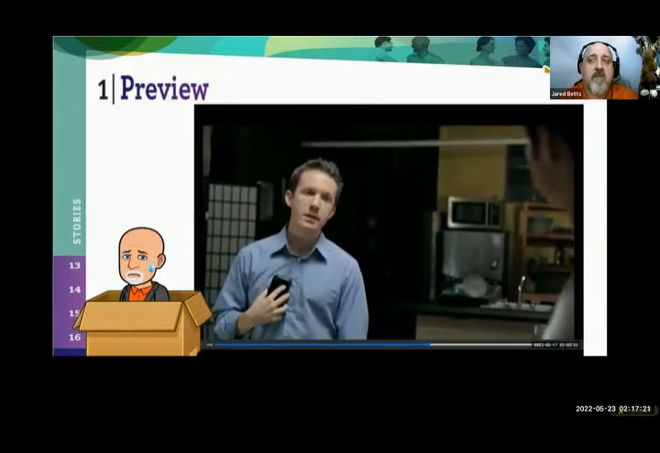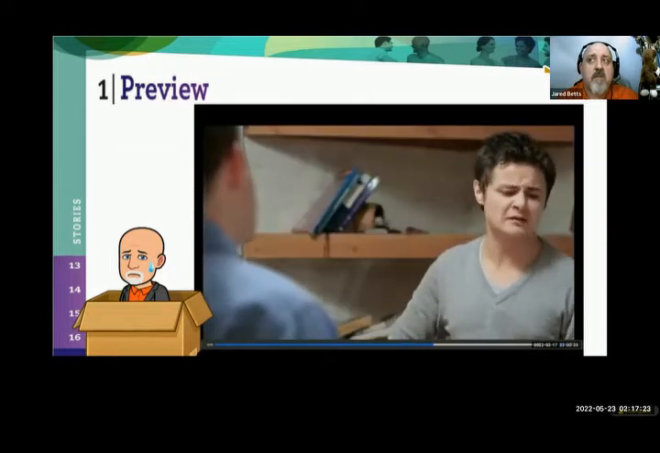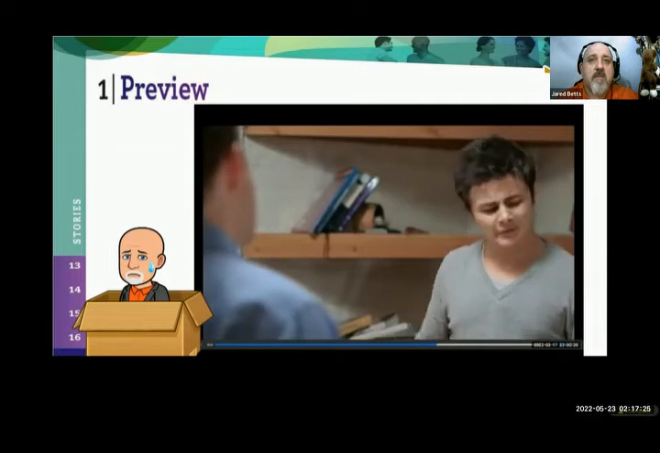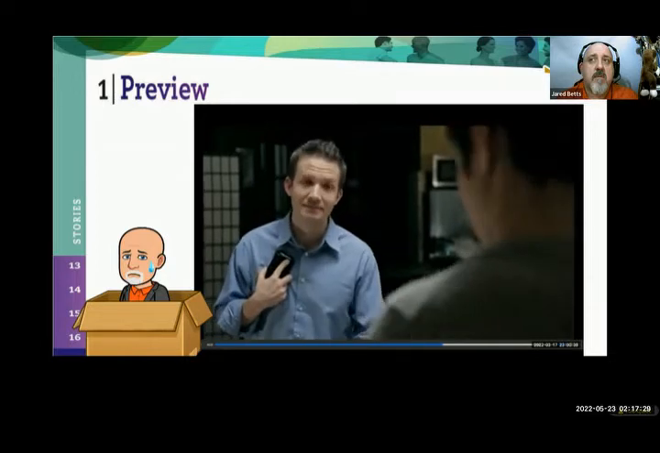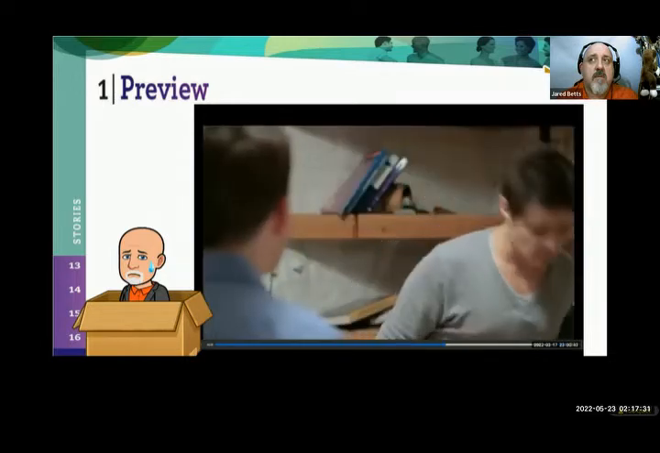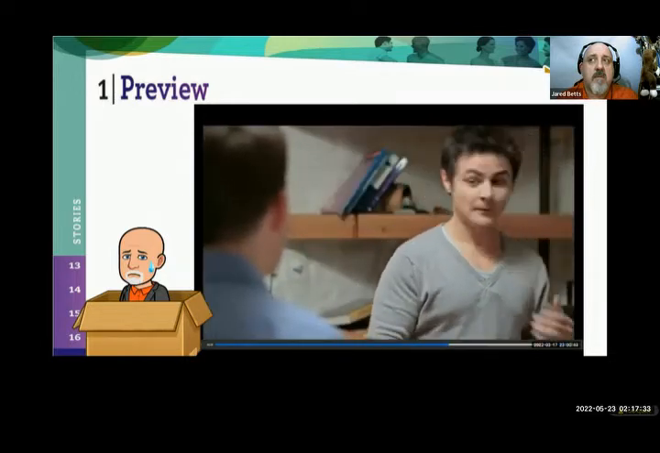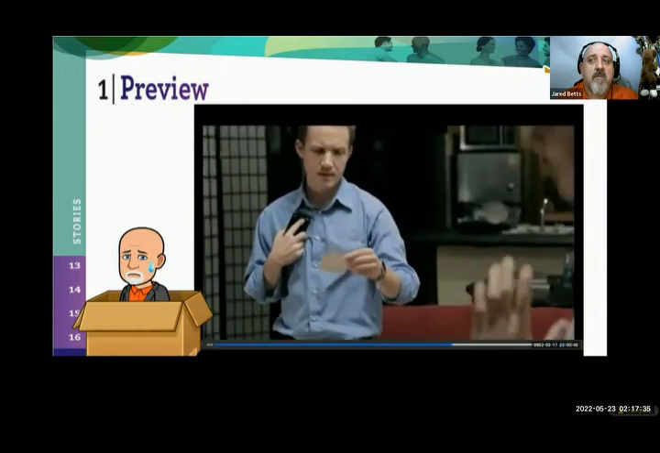Hold on. What does it look like? It's round. And it's very small. It's brown. What is it exactly? I have a picture of it. Here.